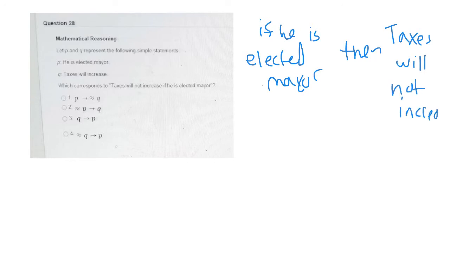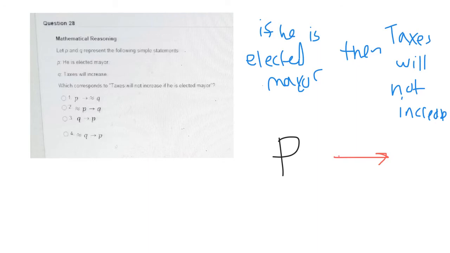Well, already, we know this then is going to be an arrow, right? So, if this, then blah. So, if he is elected mayor, well, he is elected mayor is P. So, we're going to put a P there. And let's see, taxes will not increase. Well, this says taxes will increase. So the opposite of taxes will increase is taxes will not increase.